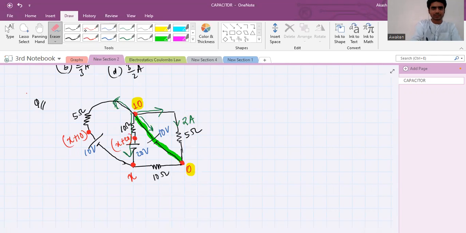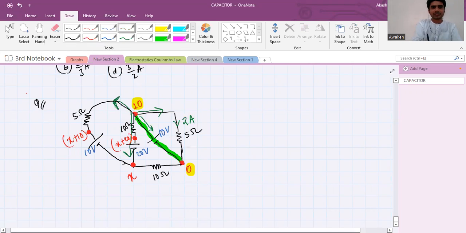Okay. Let us try to solve it. I hope you all can understand. So what is the current flowing in this branch, the leftmost branch? We're assuming current is leaving that branch. It is (10 minus x) plus 10 by 5, right? Potential difference by resistance. Clear?